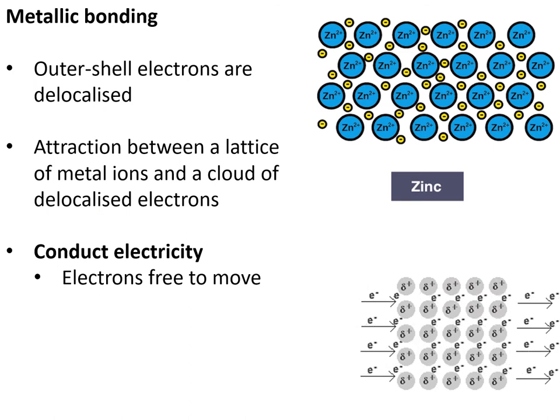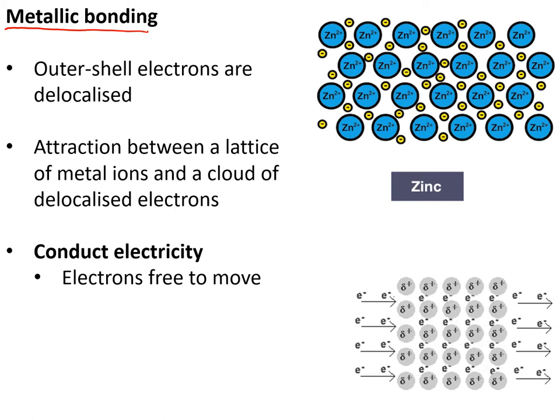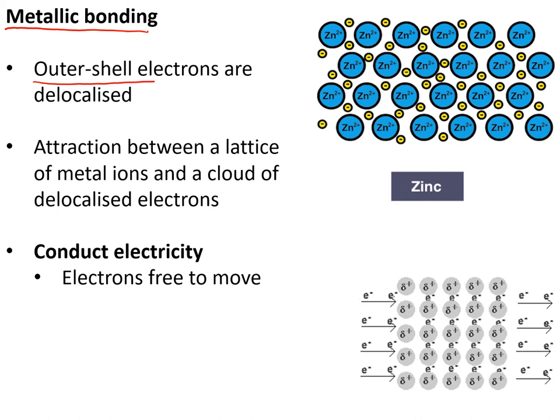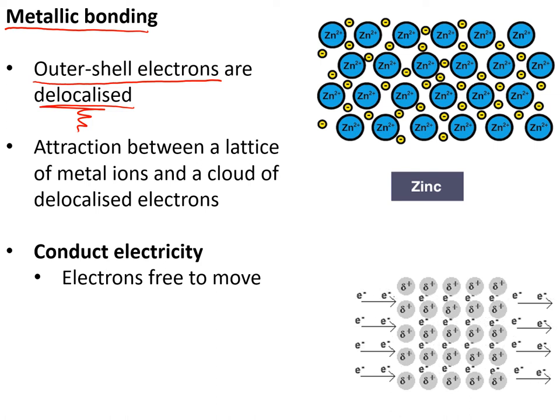The last kind of bonding we need to think about is metallic bonding. Metallic bonding is the bonding we see in metals. The important thing here is that in a metal, the outer shell electrons get delocalized. Now this word, delocalized, means that the electrons in the outer shells aren't bound to one atom, but are free to move around many.